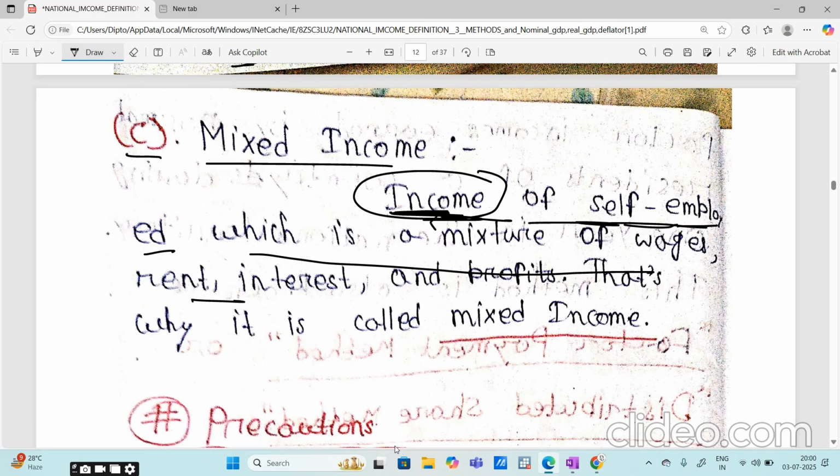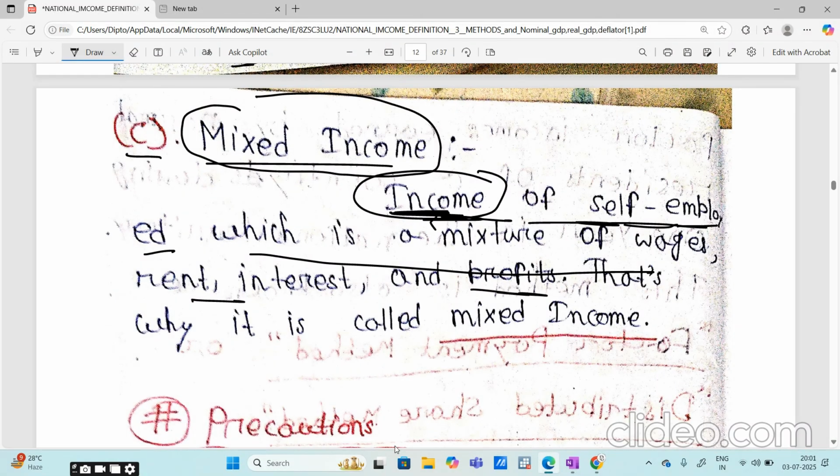Now this income of any self-employed people can come as wage, rent, interest, or profit also. Suppose I have a home or a land, and I have given it on a lease, and I am receiving rent year by year. Then me working as a self-employed, having rent from the land, that is my income, and in that case it will be treated as mixed income. I can get profit also.